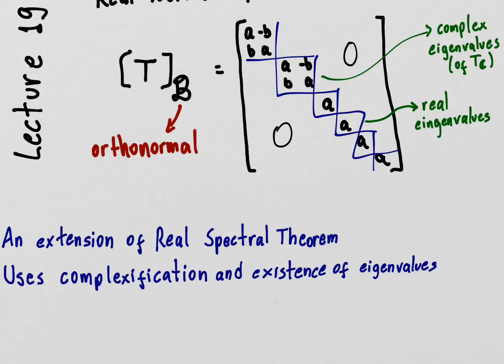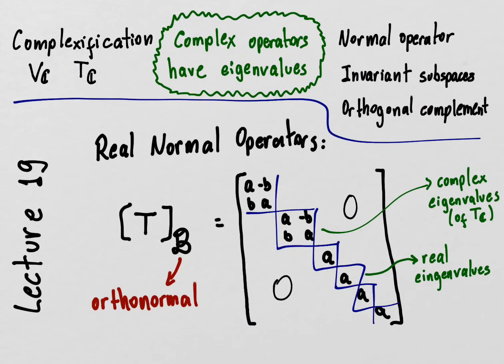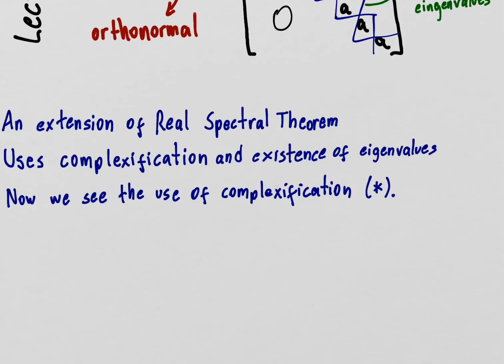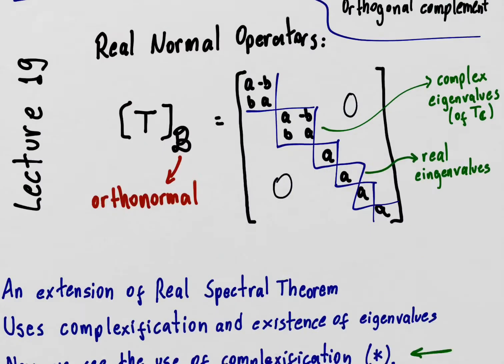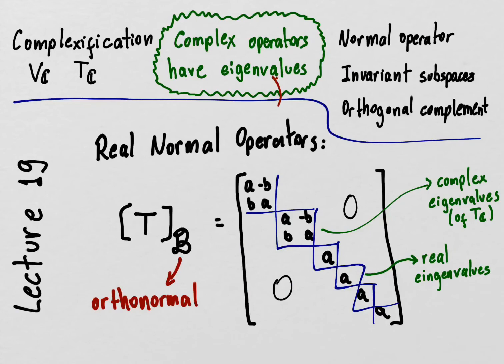Many other students pointed out that the lecture used a lot of complexification and existence of eigenvectors, and I would agree with that, especially because even though we only used it once, when we do an argument by induction, we are actually using it many, many times. Also, some students pointed out that now we can see the use of complexification. I would agree with that to the extent that it was really the use of a property of complex vector spaces that now allows us to deduce something about real vector spaces.